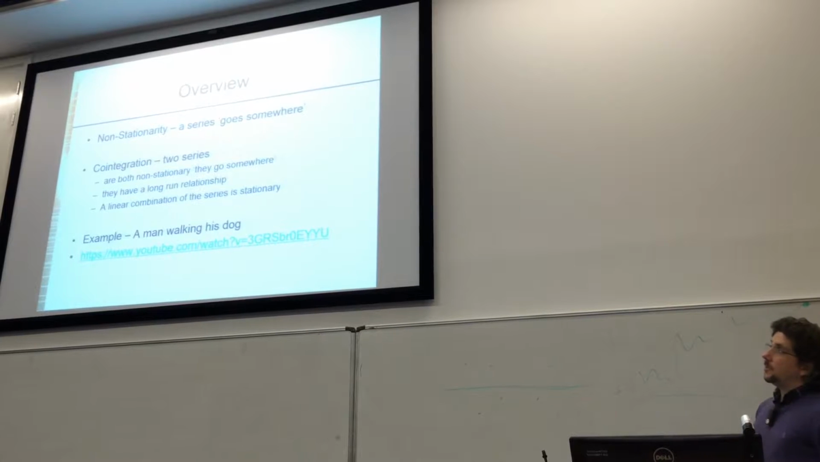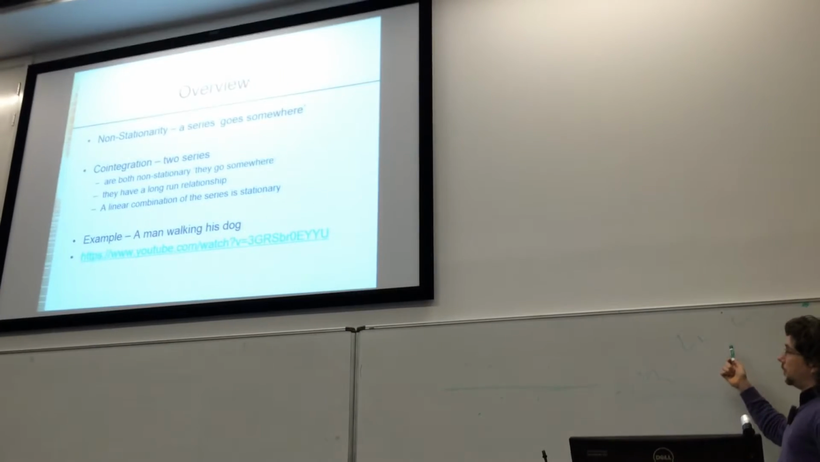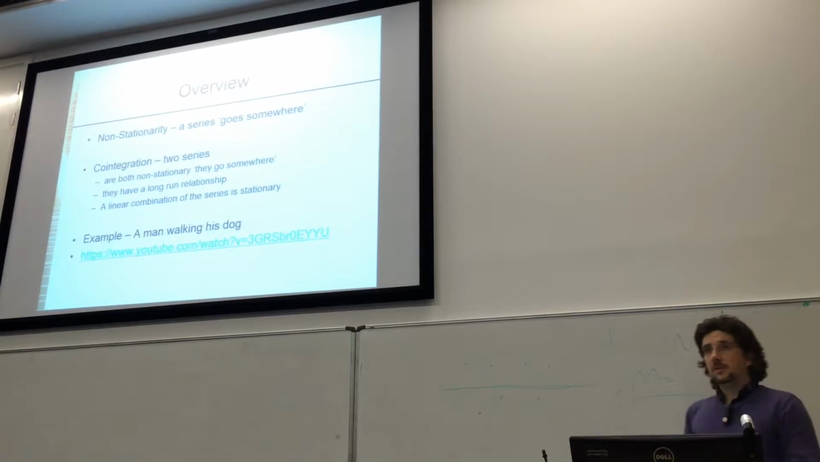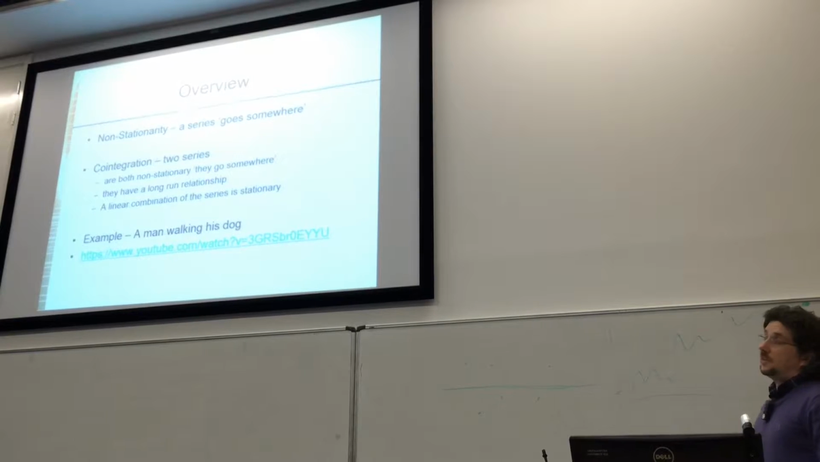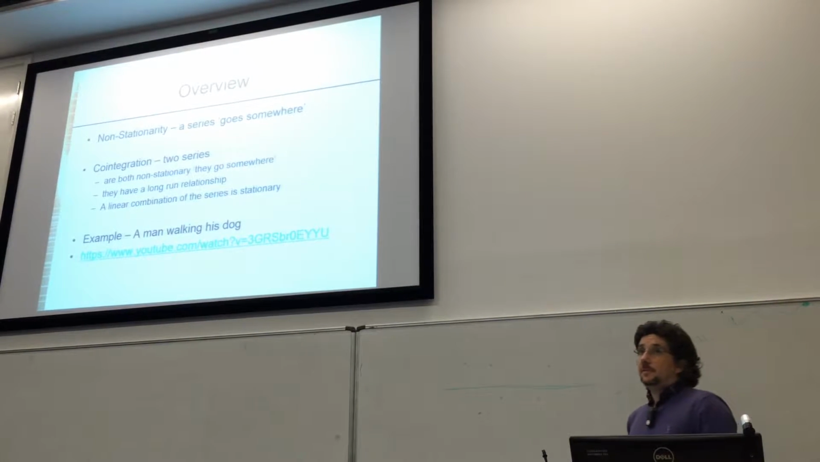So the idea with co-integration is that they're both non-stationary, but you can come up with a combination of the two, and the residuals of that should have a non-unit root. Okay, so a linear combination of the two series is stationary.